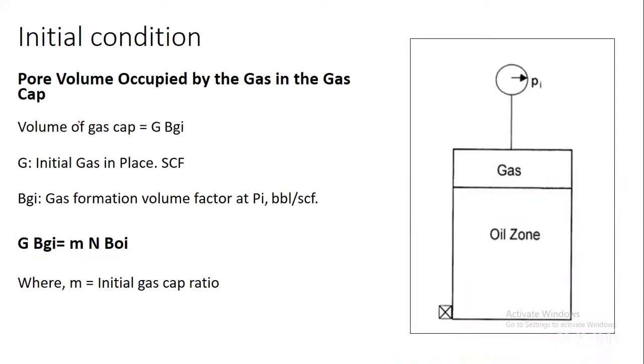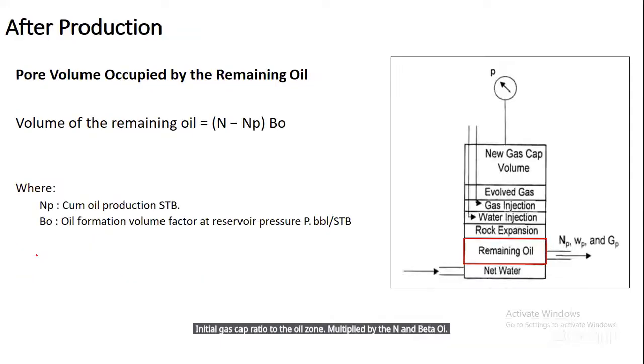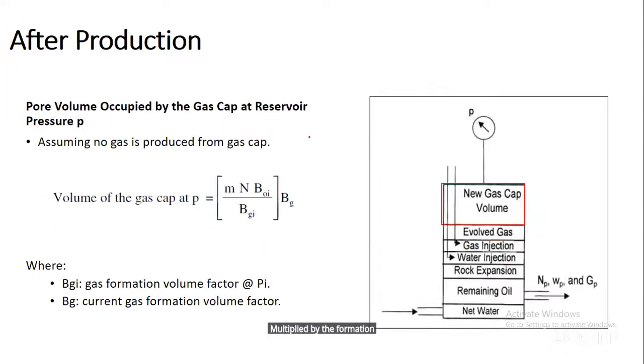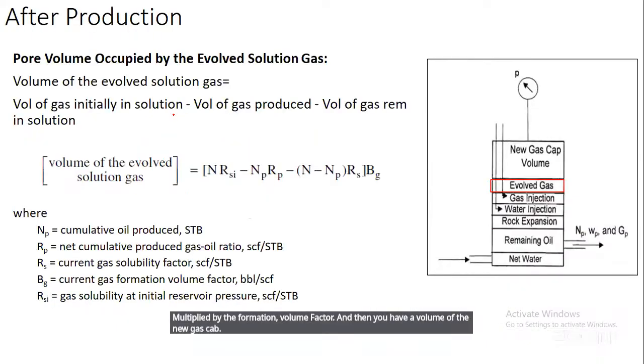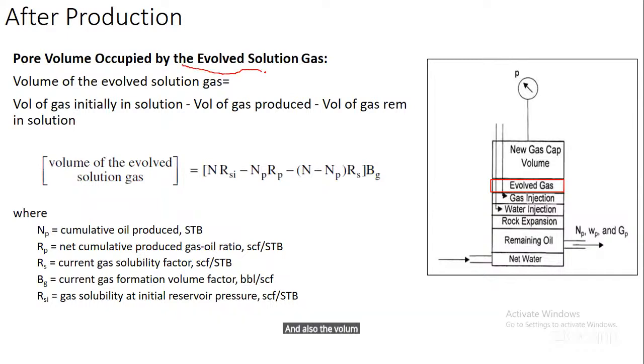Okay, and here is the gas, and here is its equation. G beta Gi equals M, which is the initial gas cap ratio to the oil zone, multiplied by N and beta OI. After production, I have remaining oil, which is N minus Np multiplied by the formation volume factor. And then you have a volume of the new gas cap and also the volume of the evolved solution gas.